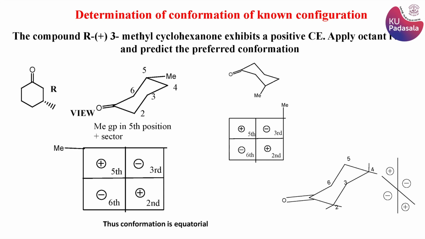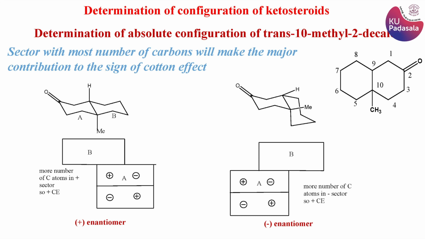Now, let us try to do another problem, that is the determination of configuration of ketosteroids. So, we are taking a bigger molecule, instead of cyclohexanone we are taking decalone. Okay. So, decalone as an example. Here there will be more carbons, because you are taking a fused ring system, and so we have to understand that the sector with the most carbons will make the major contribution to the Cotton effect.